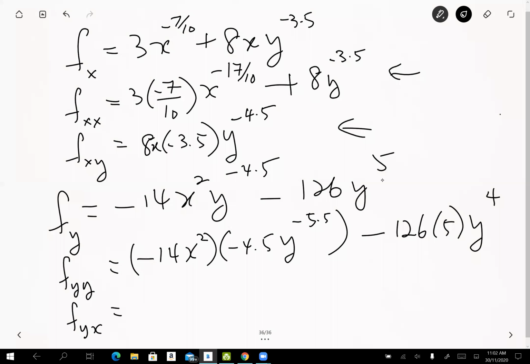Okay, now take the derivative of fy with respect to x. Now x is the variable, y is a constant. So you have negative 14 multiplied by 2x, the derivative of x squared, and then y to the power of negative 4.5, plus, y is a constant here, so 0. So that would be our derivative.